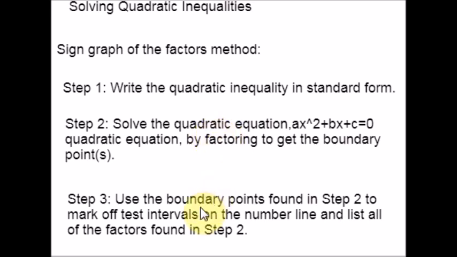Okay. Now step 3. Use the boundary points that we got in the previous step to mark off the intervals on the number line. That will help us to draw the marks on the number line and list all the factors that we got in the previous step. The boundary points on the number line will create test intervals.